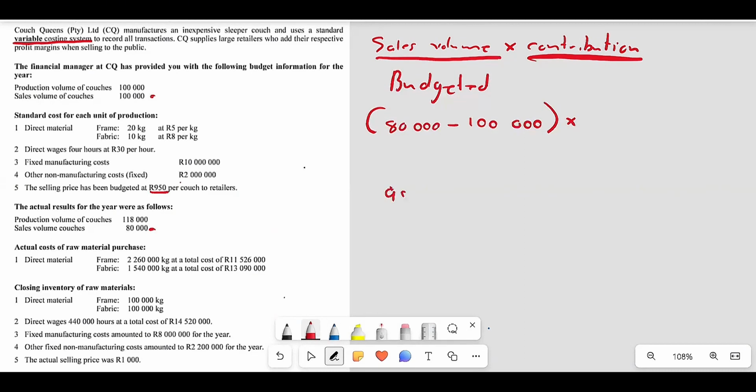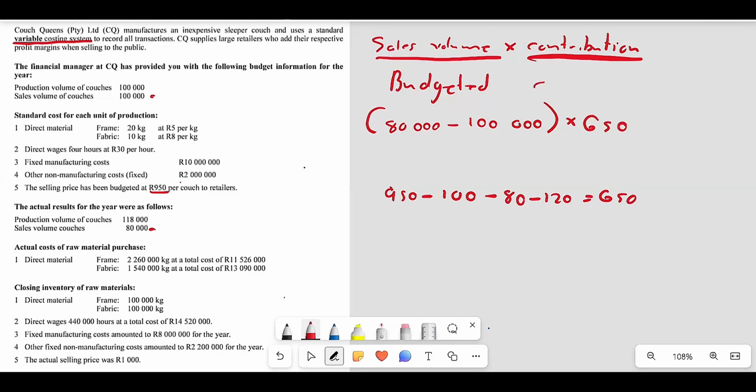Let's do it here, which is 950. We minus our variable costs. Direct material: the frame uses 20 kg at 5 rand per kg, so 20 times 5 is 100. We minus the 100. Fabric, 10 kg at 8 rand per kg, so it is 80. Direct wages, 4 hours at 30 rand per hour, which is 120. Therefore, this gives us an amount of 650. So 650 is our contribution.